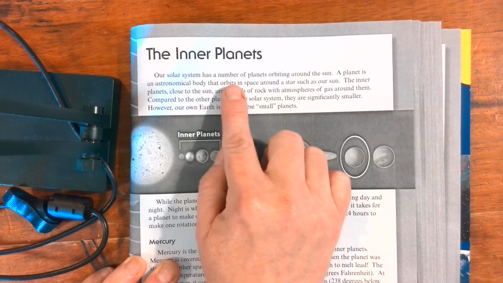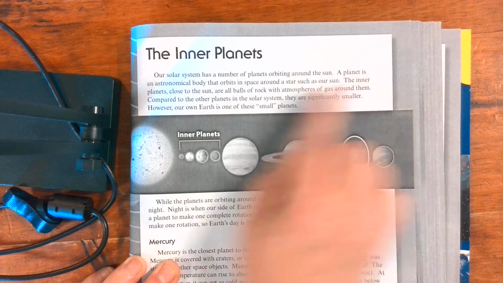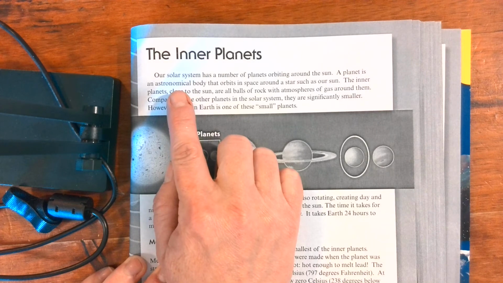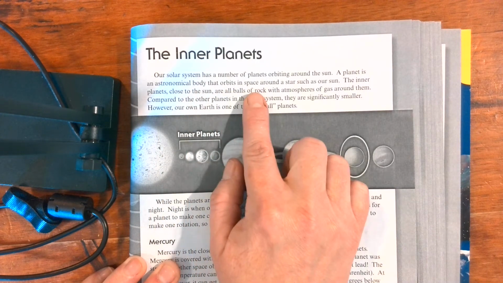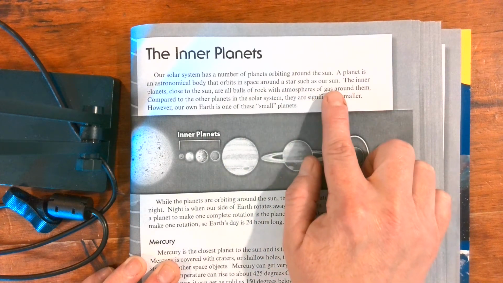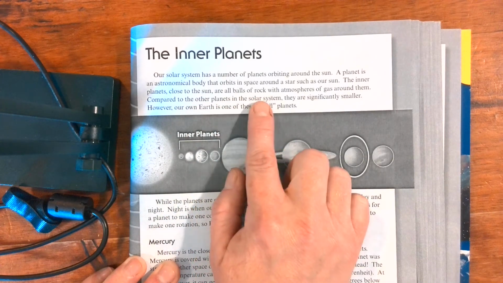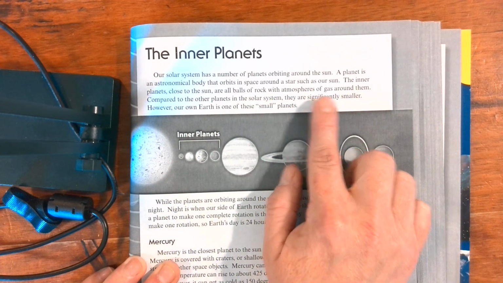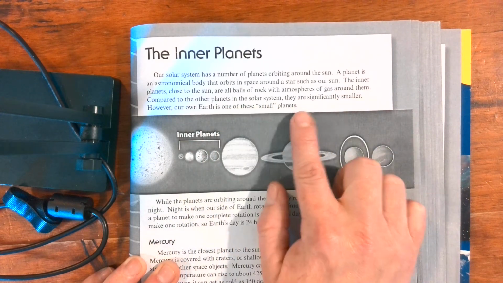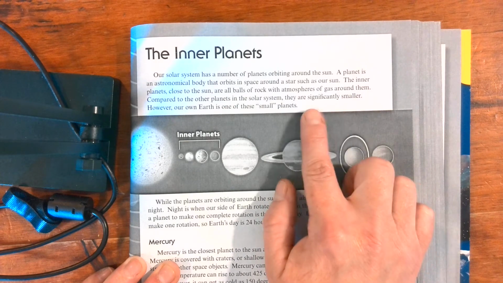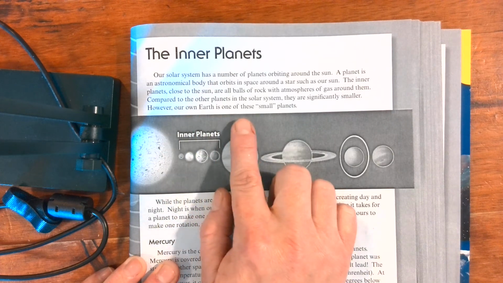Our solar system has a number of planets orbiting around the sun. A planet is an astronomical body that moves in space around a star such as our sun. The inner planets close to the sun are all rocky balls with atmospheres of gas around them. Compared to the other planets in the solar system, they are significantly smaller. However, our own Earth is one of these small planets.